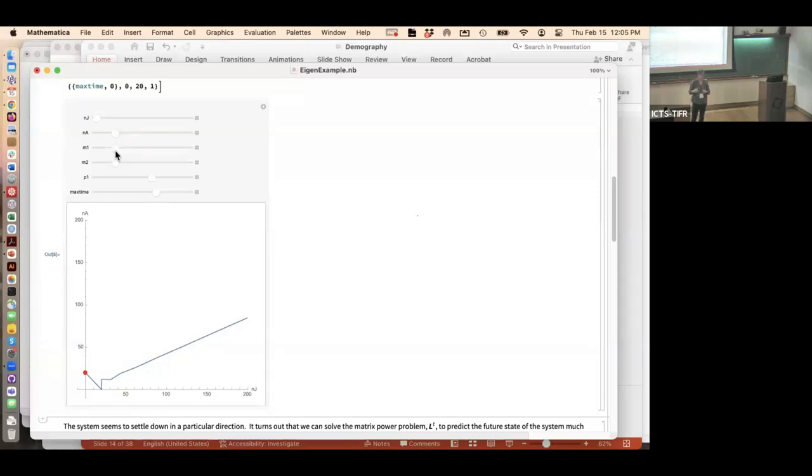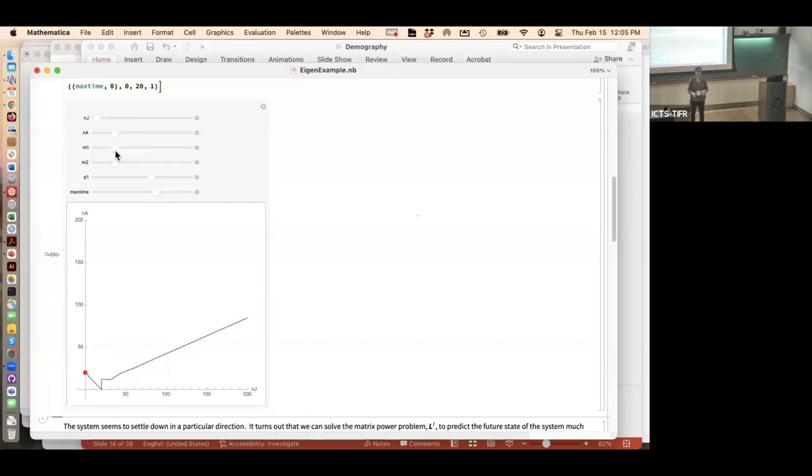So we're kind of interested in that special direction. I haven't said what it is yet, but that special direction of the matrix is called an eigenvector. It's a direction that if I start on that, it'll stay on that. And the growth factor is the eigenvalue.